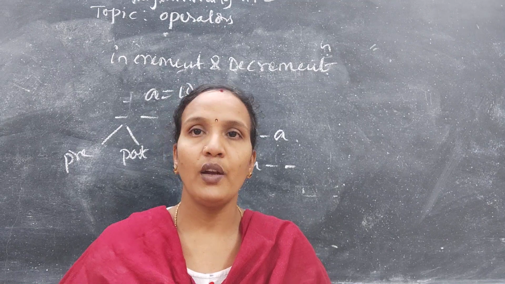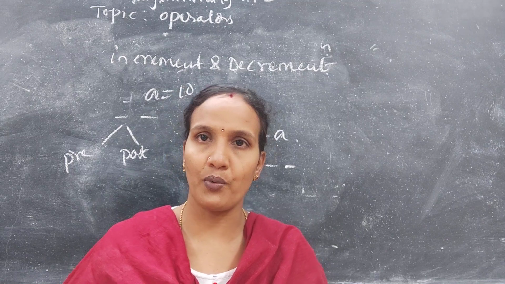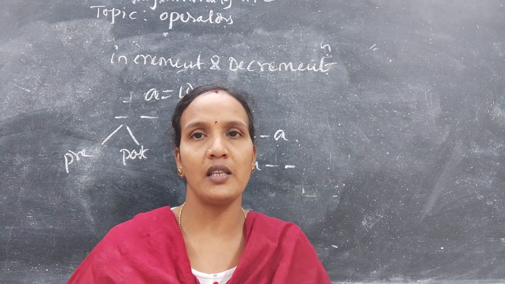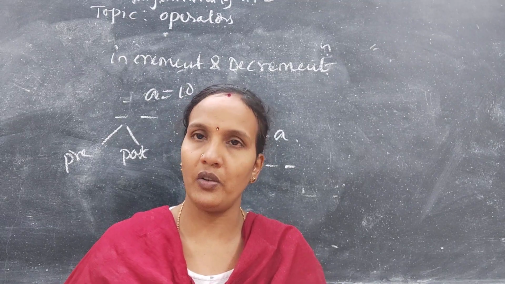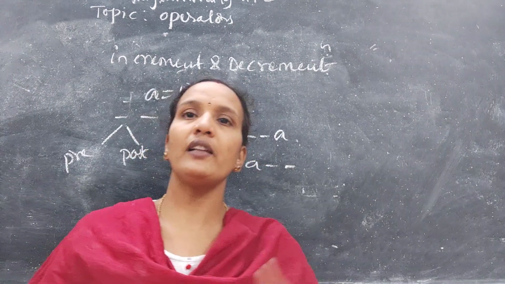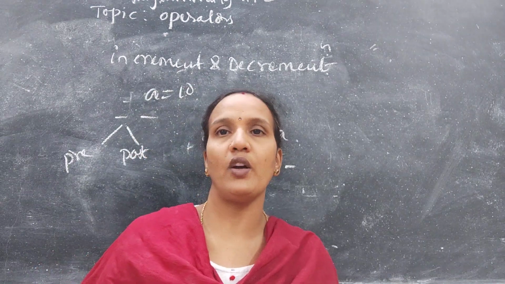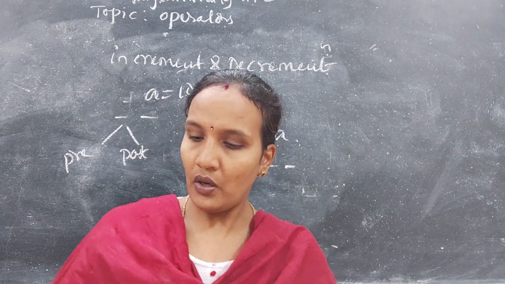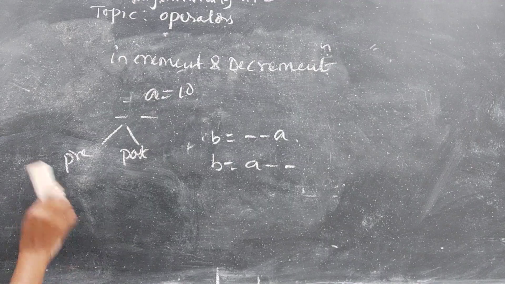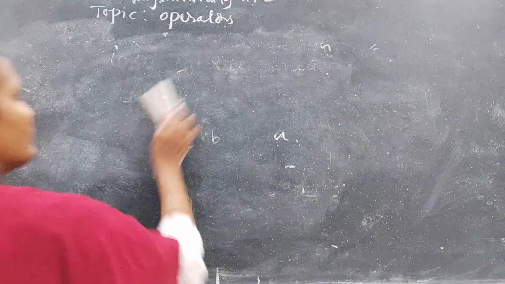That is the difference. In a post-increment or post-decrement, the value is first assigned to the left-hand side operand, then the operation, increment or decrement, is performed. If it is a pre, the value is first modified, then assigned to the left-hand side operand. That is the difference. Now we will write one example program using the increment and decrement operators.